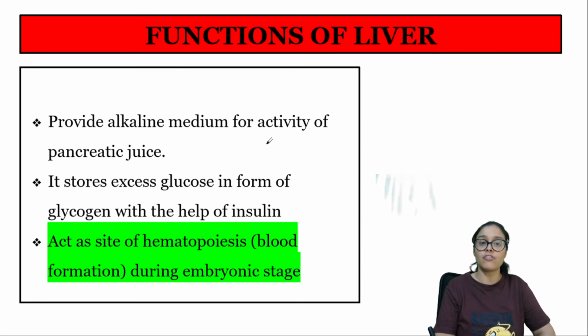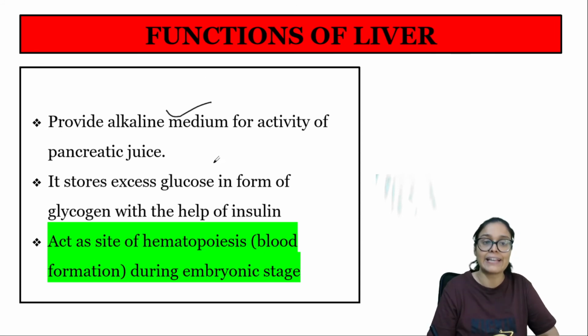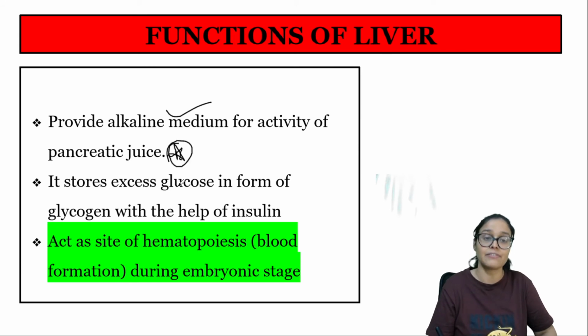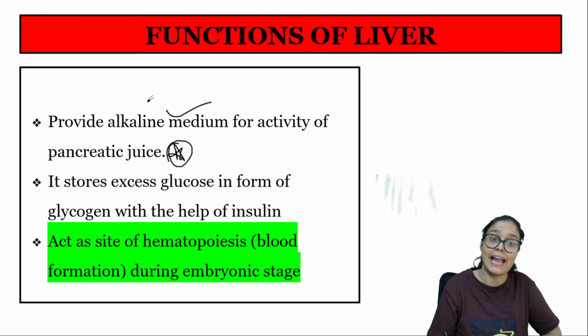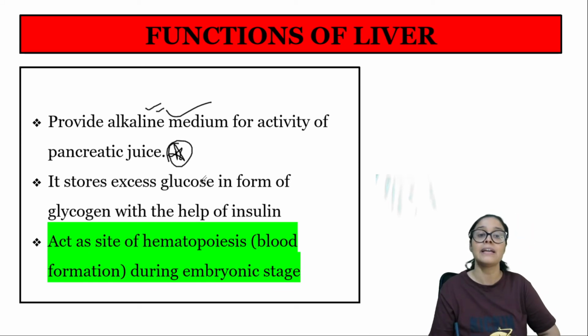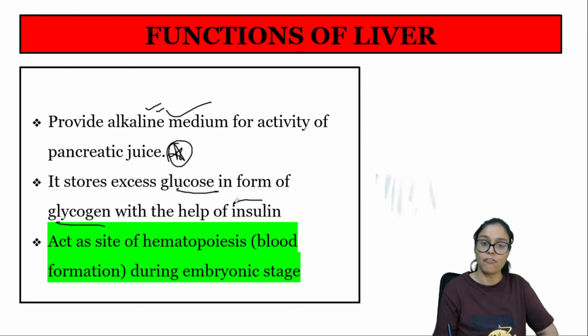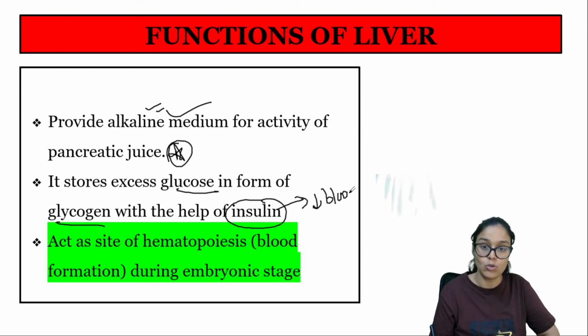What is the function of liver? So obviously it provides alkaline medium for the activity of pancreatic juice. It stores excess glucose as glycogen with the help of insulin, because we know insulin decreases blood glucose.